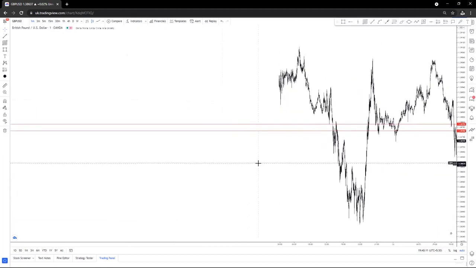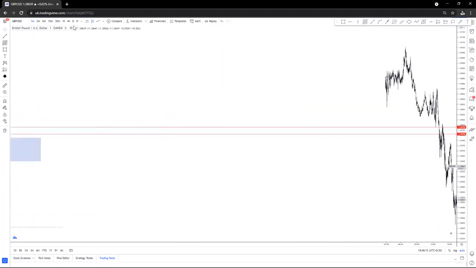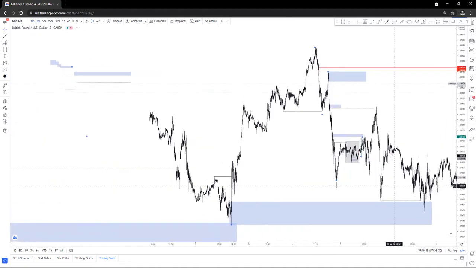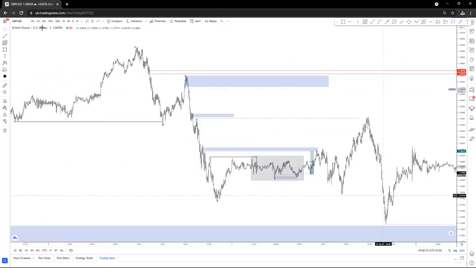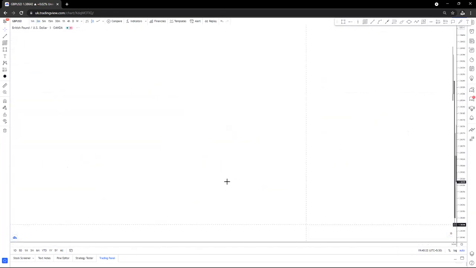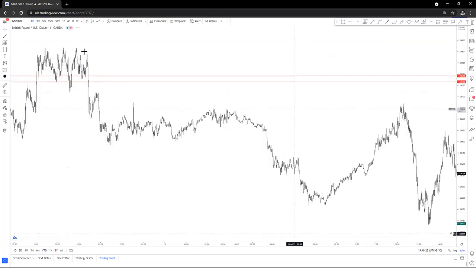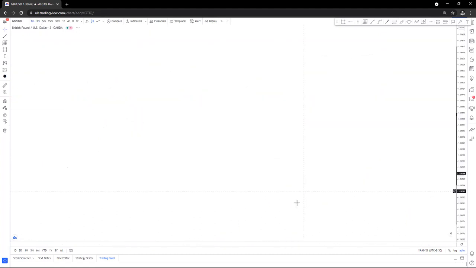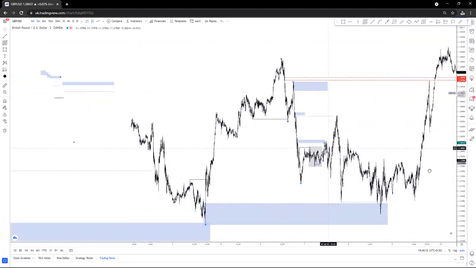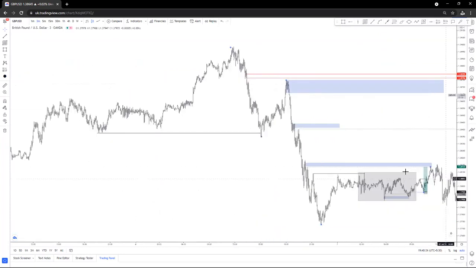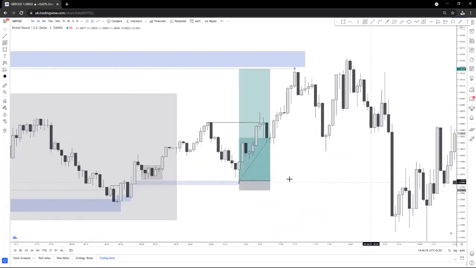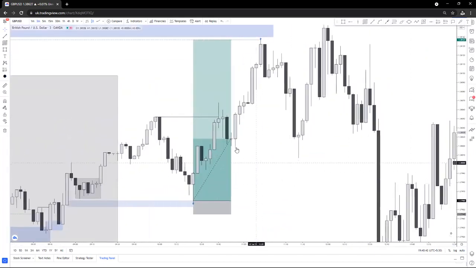Oh, the 1 minute is not loading. Why is that? Give me 1 second. Okay, I'll just go to the 3 minute and show it to you because it's not clear. Now can you see the chart? Yes. Okay, so there was a clear order block right here. I showed it to you on the 1 minute.